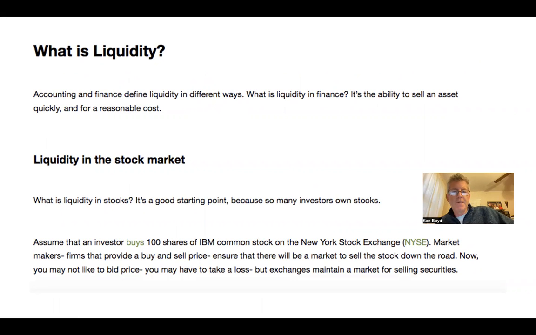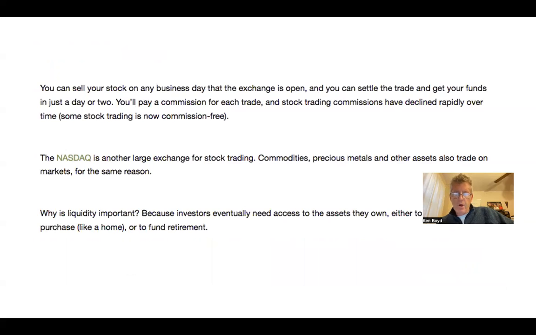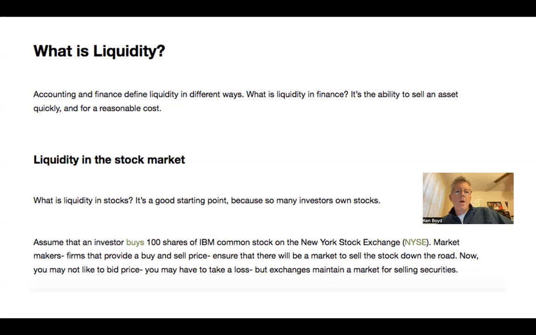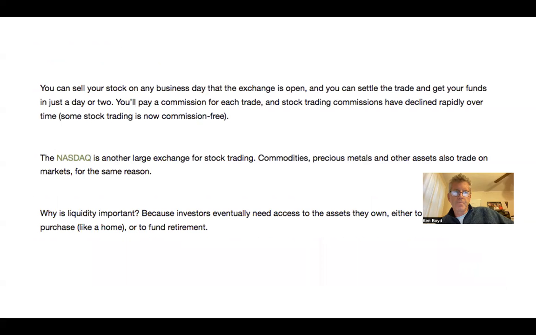Assume that somebody buys 100 shares of IBM common stock on the New York Stock Exchange. Market makers, firms that provide a buy and a sell price for IBM, ensure that there will be a market to sell the stock down the road. Now, you may not like the price that you get for your sale, your bid price. In fact, you may have to take a loss, but exchanges make a market for selling securities, so you can always get a sale price.